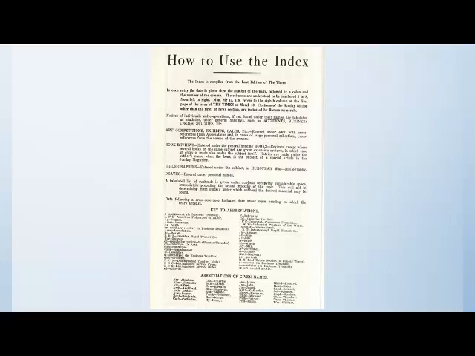Here, we can see that they're telling us how to use the index, such as at the very first paragraph it says, in each entry the date is given, then the number of the page, followed by a colon and the number of the column. The columns are understood to be numbered 1 to 8 from left to right.